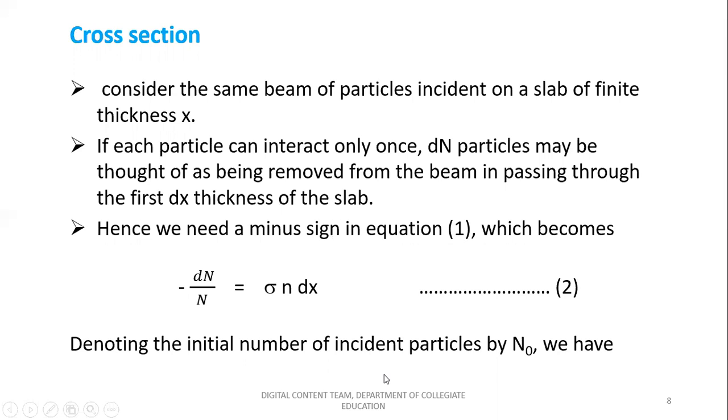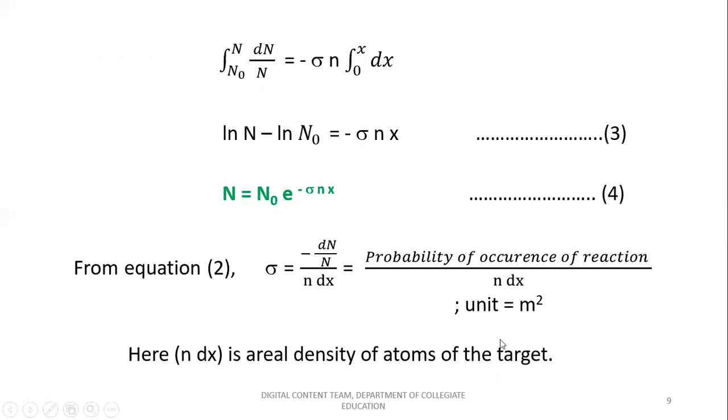So denoting the initial number of incident particles by n naught, we have to consider the previous equation with the integrals from n naught to n. Here n naught represents the initial number of incident particles, capital N represents the total number of particles after the interaction, that is surviving particles, and they are the integration limits for the left hand dn by n term. On the right hand side you are integrating between the initial thickness 0 to final thickness, that is total thickness x. So it is minus sigma n integral of 0 to x dx.